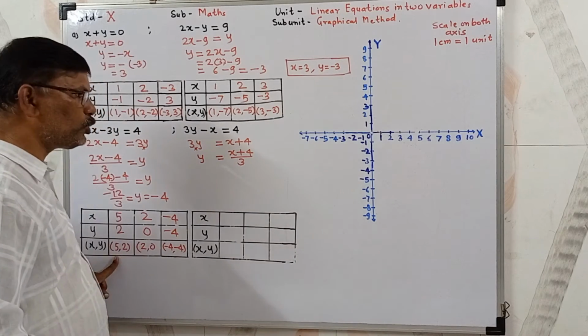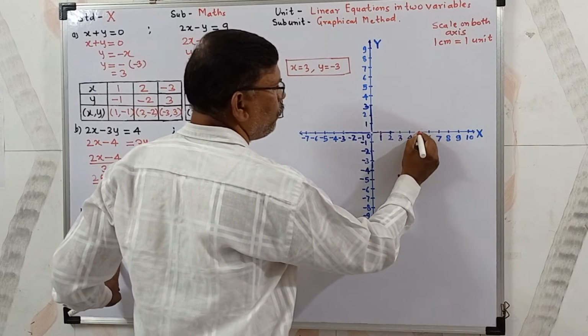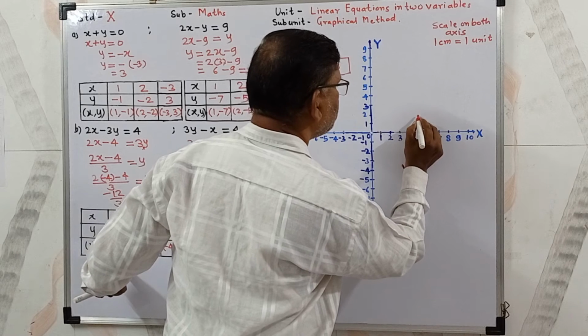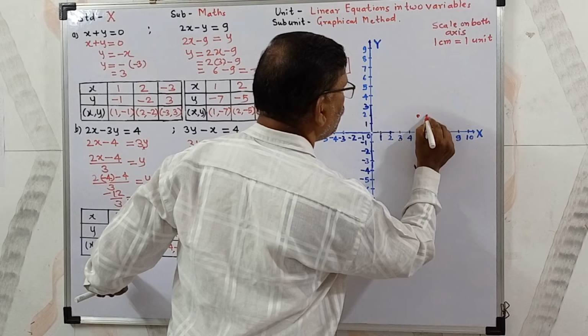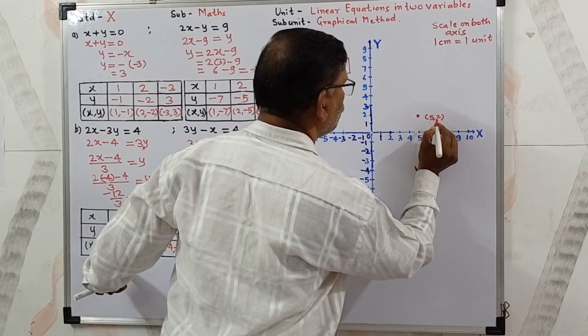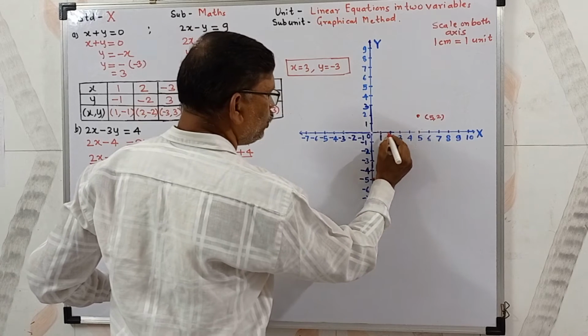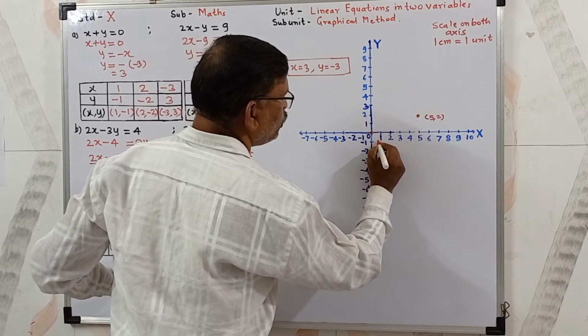First (5, 2). Here is 5 and here is 2. So here is the point, that is (5, 2). Next one (2, 0). (2, 0) means here is the point, that is (2, 0).